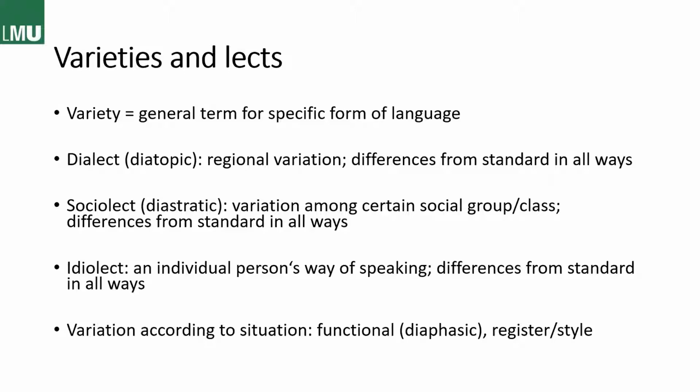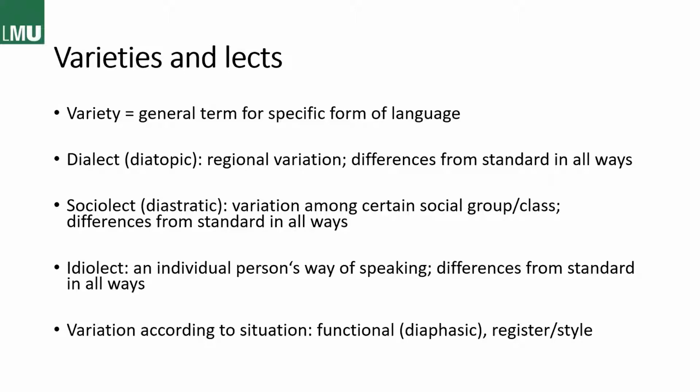Then we also have the sociolect, which is diastratic variation. And as opposed to the dialect, this is not limited to a certain region, but it's rather a variation among a certain social group or class. And like a dialect, you have some vocabulary differences, you have grammar differences, you have pronunciation, again, all levels.